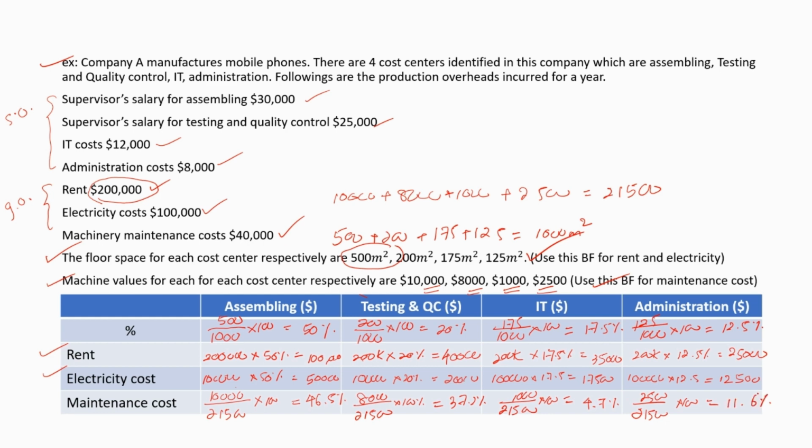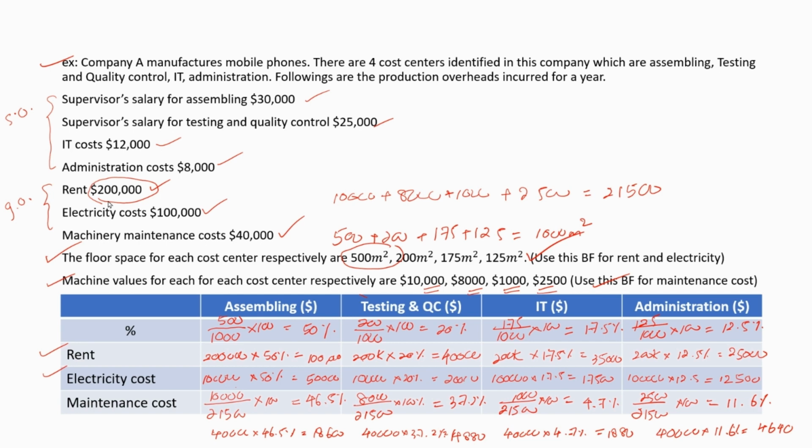Now using these percentage values, we have to apportion the machinery maintenance costs among the cost centers. Now let's do this. So for assembling, 40,000 multiplied by 46.5%. This is how we use the reapportionment method. I hope it is clear now.